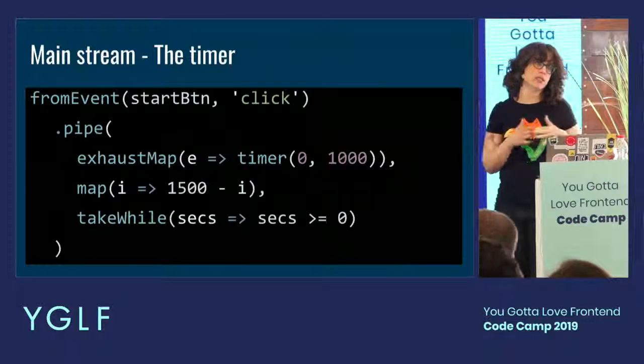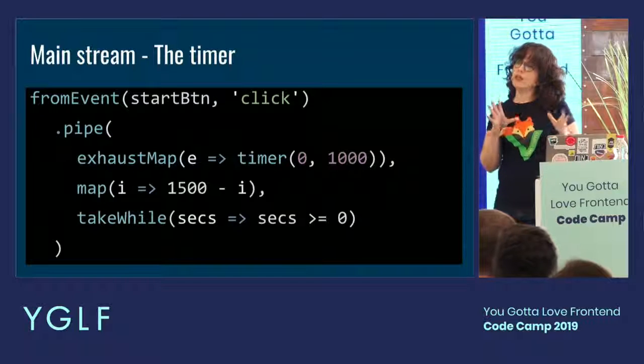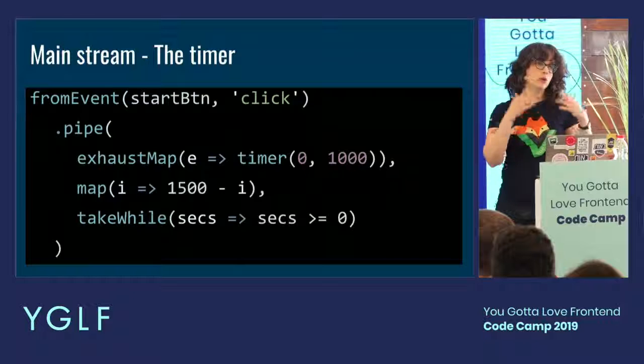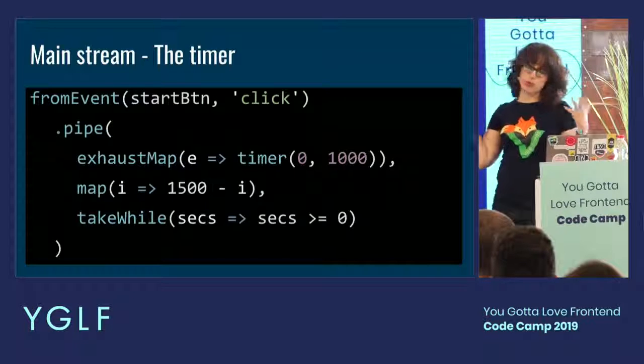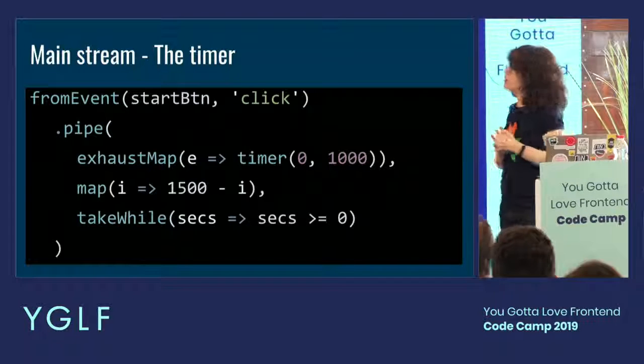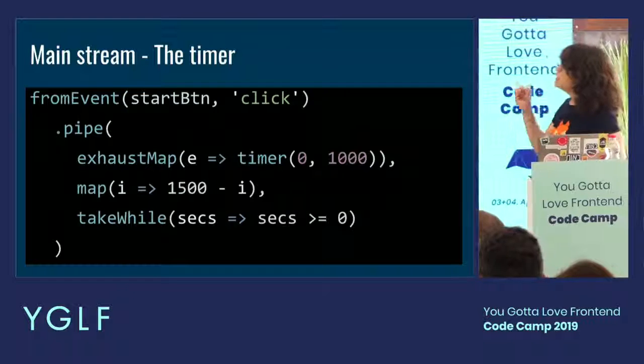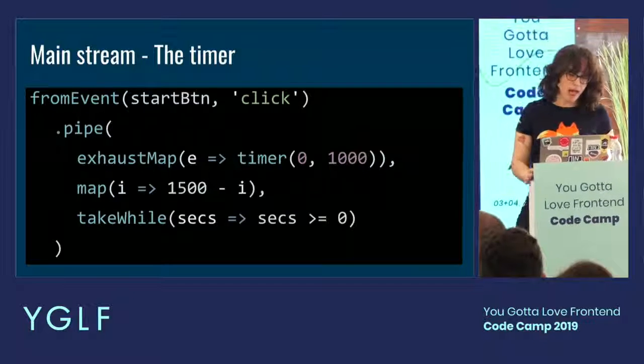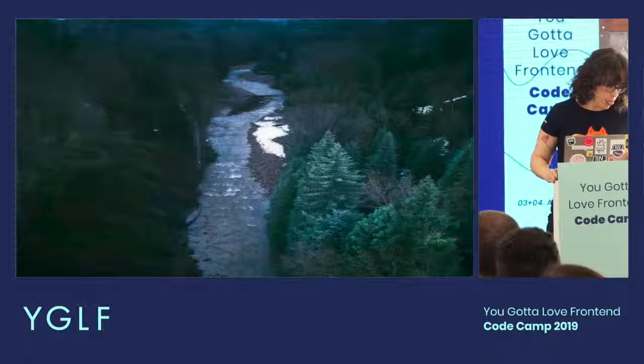And all this does is it tells my stream to only emit values so long as they are larger than or equal to 0. Then when it reaches 0, it's going to complete and stop emitting any more values. And this is it. This is the timer stream. And this is the moment.